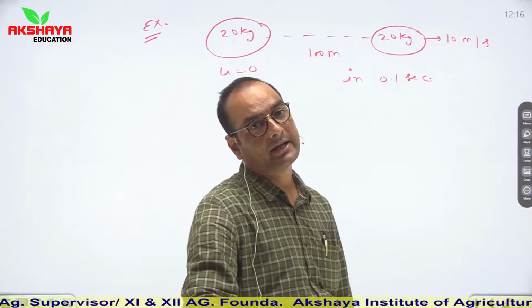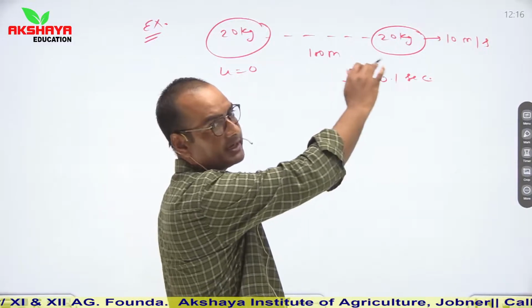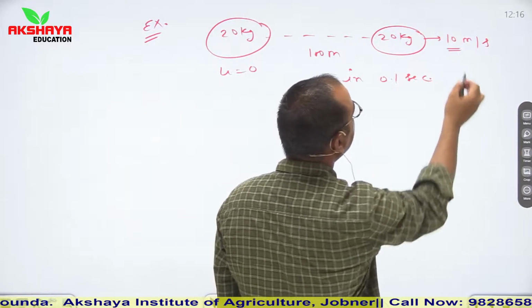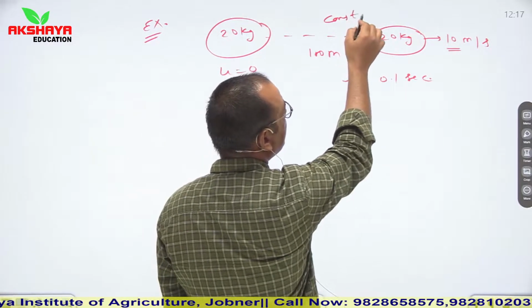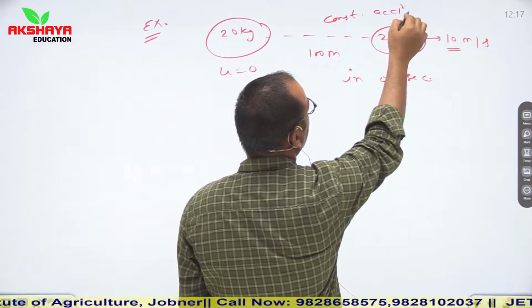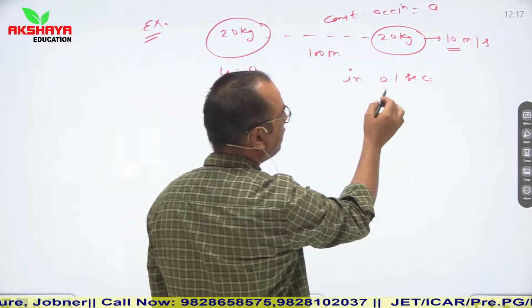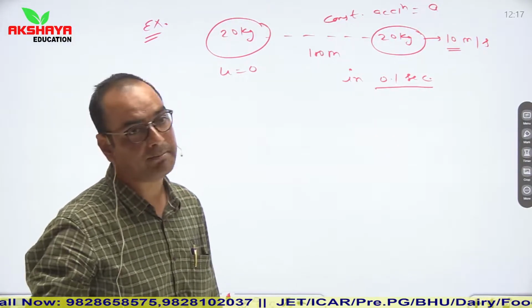speed of 10 meter per second. So what is the simple concept? Initially it was at rest, at a distance of 100 meter there was a wall which it hits with a velocity of 10 meter per second, and here it was traveling with constant acceleration a, and it hits the wall for a time period of 0.1 second. Then we have to calculate impulse imparted.